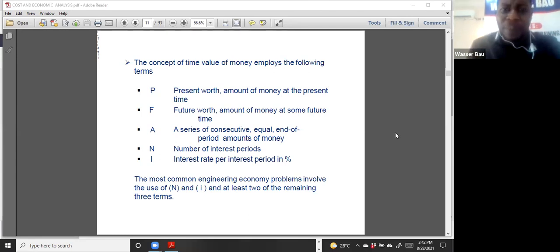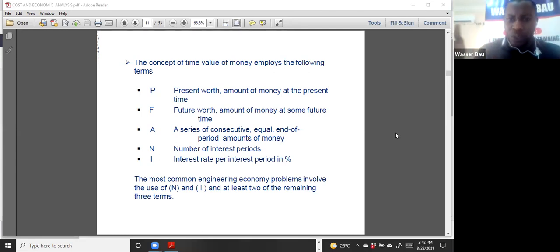And what are those parameters? The first one is the present worth, and we're going to represent it as P. It is the amount of money at the present time. Then we have the future worth, represented as F. It is the amount of money at some future time. Then next we have A, which is the annual worth, or a series of equal end of period amounts of money. Then finally we have N, which is the number of interest periods, or the number of years, the lifespan of a project.